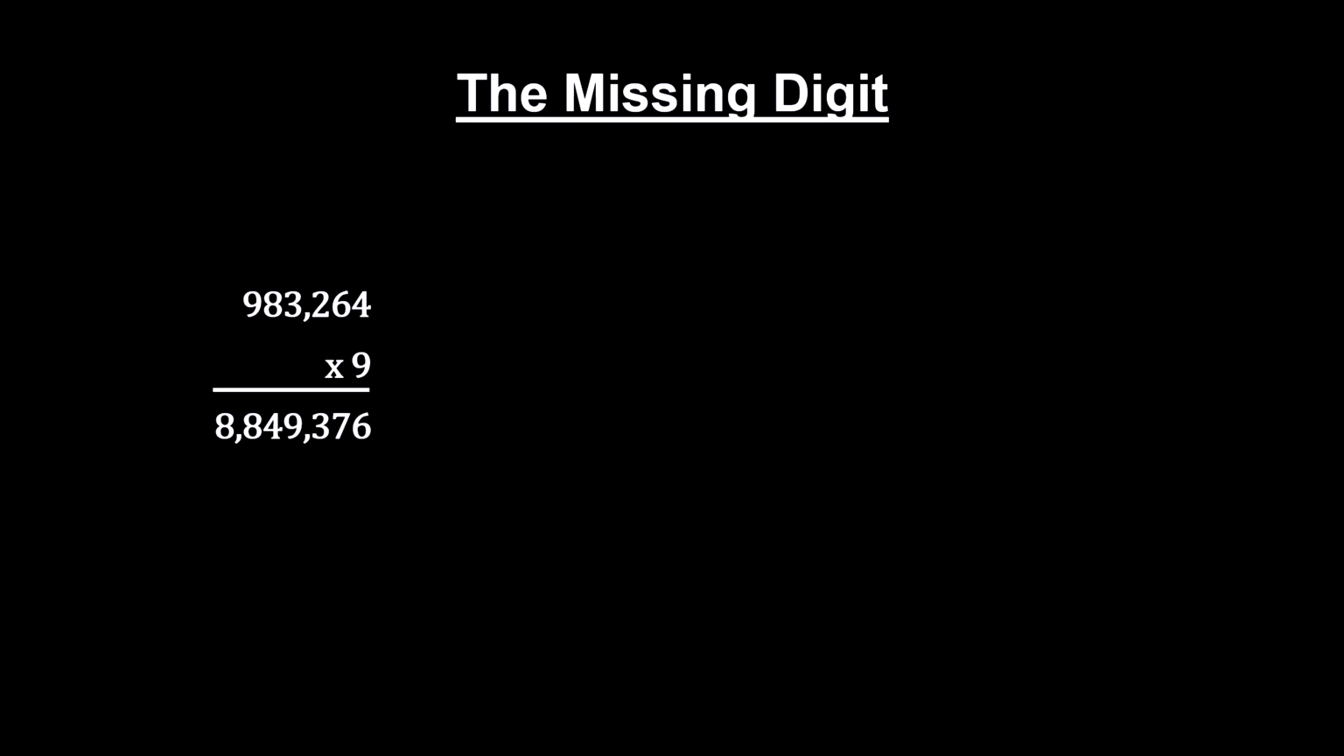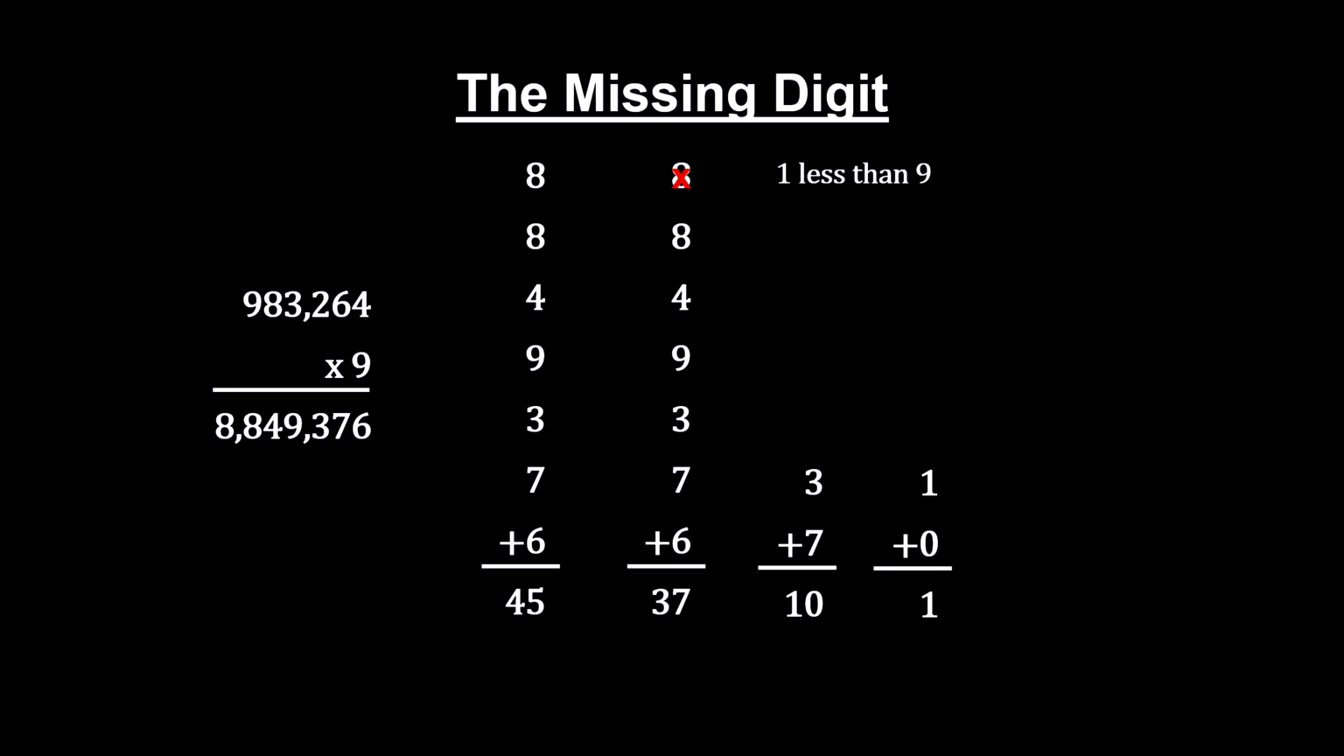So, in our missing digit exercise, we multiplied a number by 9, guaranteeing that the sum of the product's digits would add up to 9. Now, pulling out any digit will reduce the remaining sum by just that amount, so subtracting it from 9 gives you the removed digit.